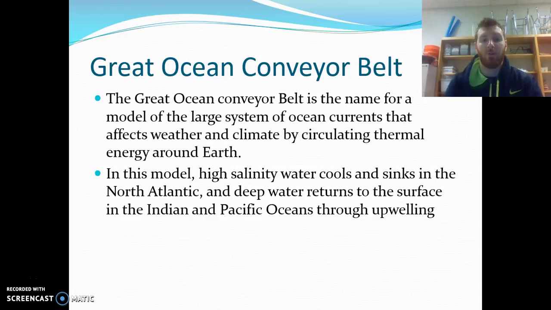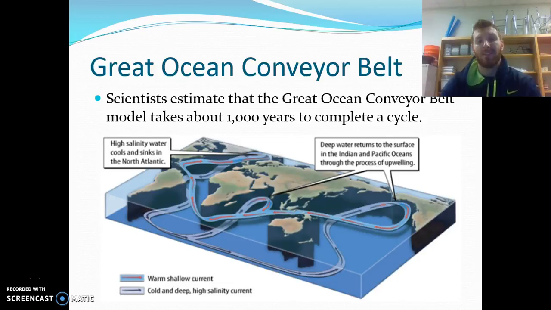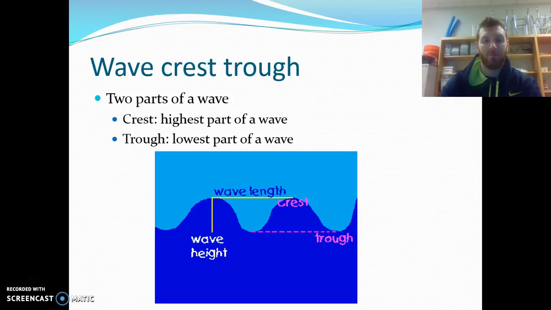The Great Ocean Conveyor Belt is a name for a model of the large system of ocean currents that affects weather and climate by circulating thermal energy around the Earth. In this model, high salinity water cools and sinks in the northern Atlantic, and deep water returns to the surface in the Indian and Pacific Oceans through upwelling. Scientists estimate that the conveyor belt model takes about 1,000 years to complete a cycle.